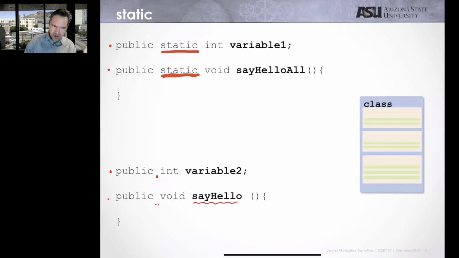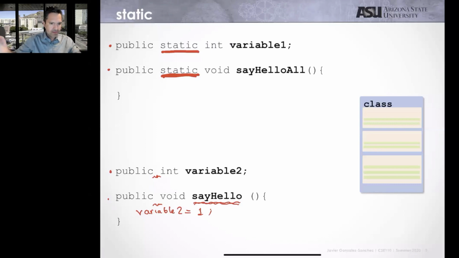This say hello here is a non-static method. How do you know that it's a non-static method? Because the keyword static is not there. So, question in your exam: this method say hello can use variable 2, like variable 2 equal 1? Yes or no? Variable 2 is static or non-static? Non-static. Here, a non-static method can use a non-static variable?